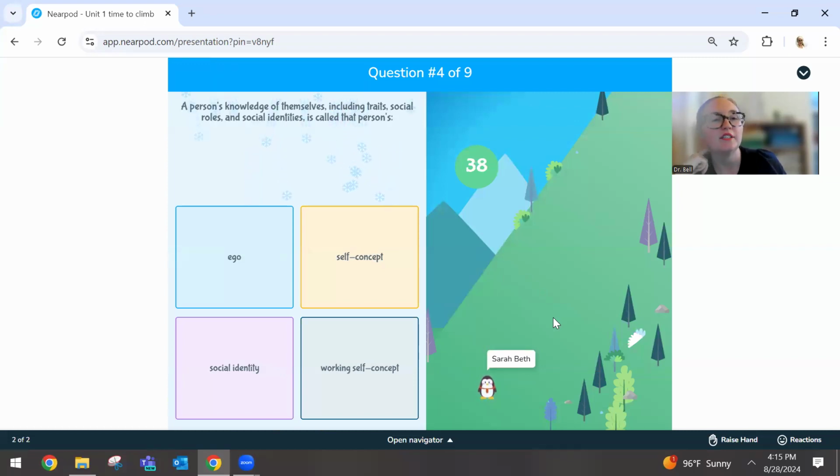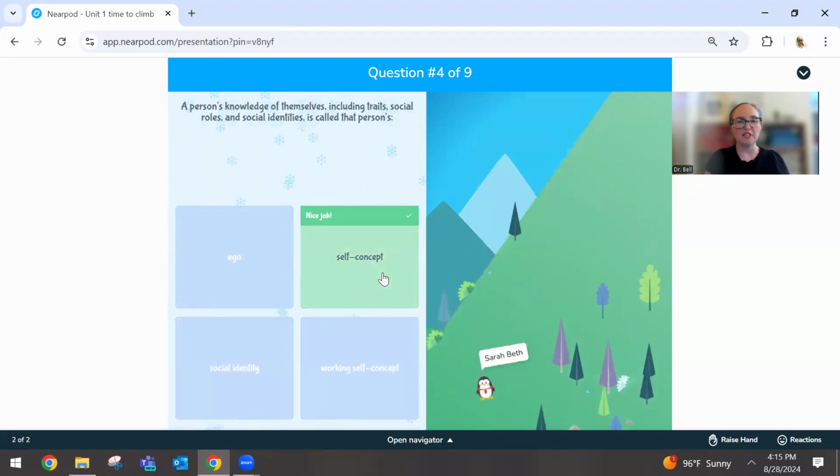Okay, a person's knowledge of themselves, including traits, social roles, and social identity, is called the ego, the self-concept, the social identity, or the working self-concept. So this is just your self-concept.